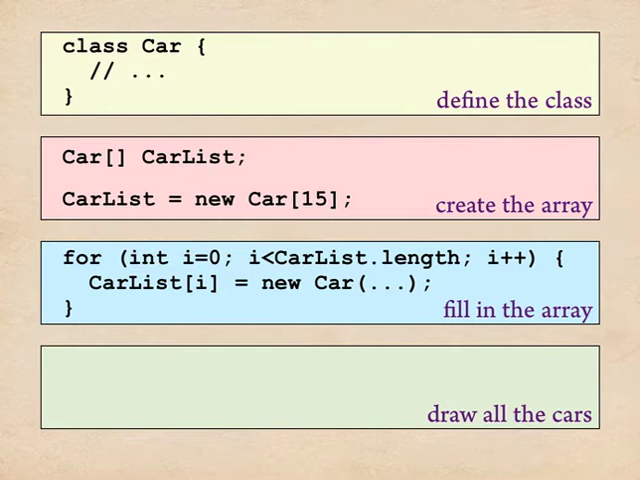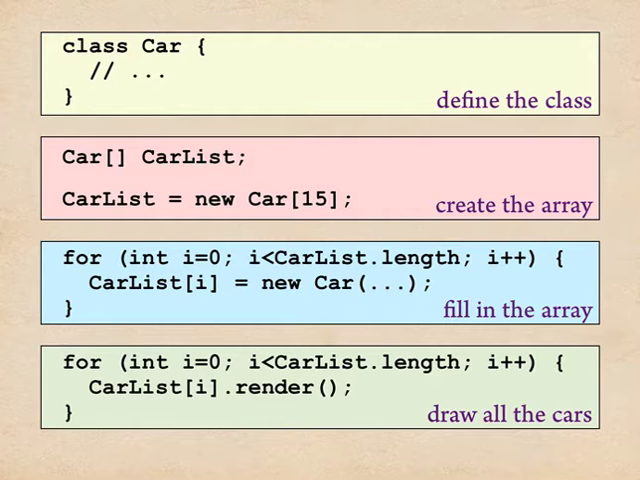Now later we want to draw all the cars. No problem. We just run through the exact same loop again, except now carList has been filled up. So we send the message render to carList sub i. And if render took arguments, we can put them in there, and this sends the message render to that specific car. So this sends the message render to carList sub 0, and then carList sub 1, and carList sub 2, all the way through all of the cars.